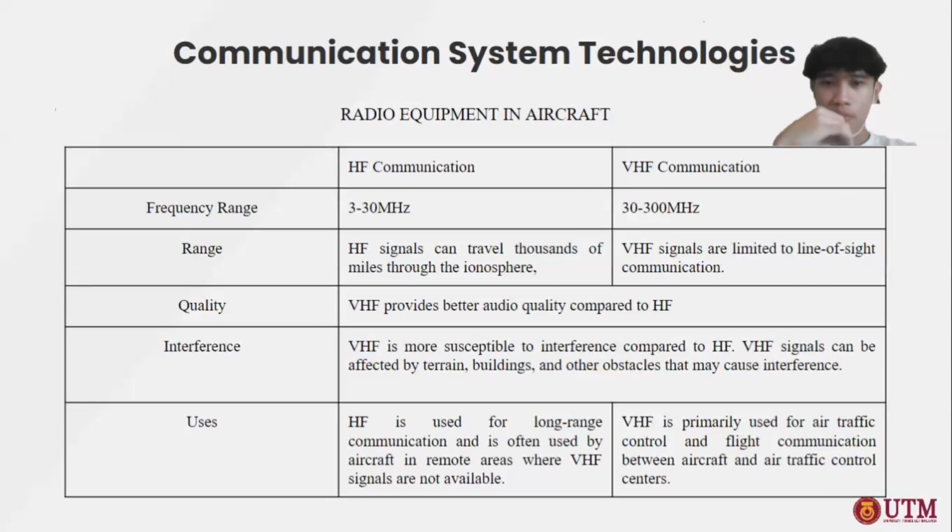In terms of quality, VHF provides better audio quality compared to HF communication system, while for interference, VHF is more susceptible to interference compared to HF, and VHF signals can be affected by terrain, buildings, and other obstacles that may cause interference. For the users, HF is used for long-range communication and is often used by aircraft in remote areas where VHF signals are not available. And VHF is primarily used for air traffic control and flight communication between aircraft and air traffic control centers.